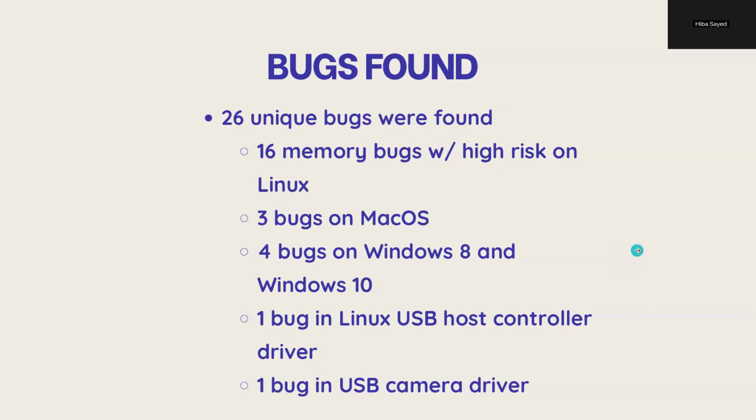And now moving on to what exactly were the bugs that were found through USBFuzz throughout those 4 weeks. Through a lot of testing, USBFuzz was able to uncover 47 unique bugs, and 16 of these were memory bugs with high security risks in Linux subsystems. 3 of them were critical bugs in macOS. 4 bugs caused blue screen deaths on Windows 8 and Windows 10. 1 of the bugs was in the Linux USB host controller driver, and 1 bug was in the USB camera driver. And 36 bugs were detected by KASAN, which are serious and can be used to launch attacks.